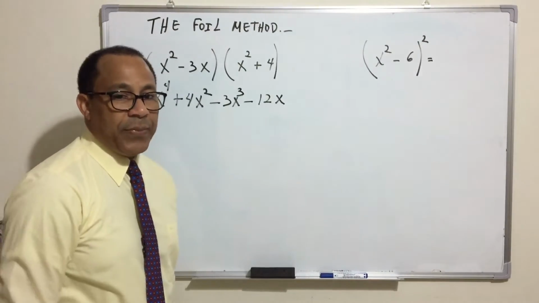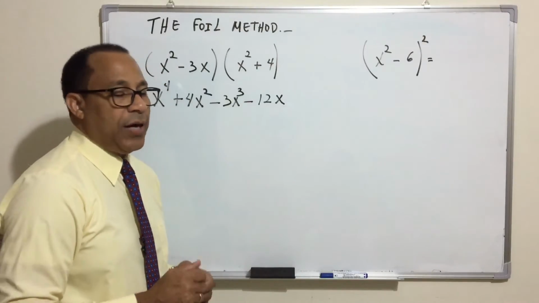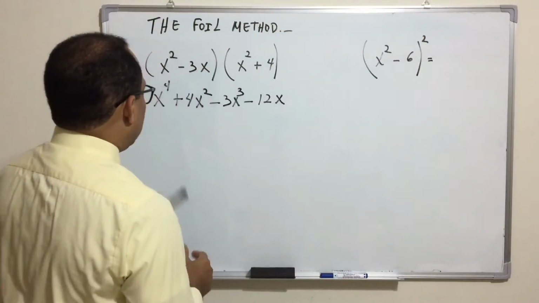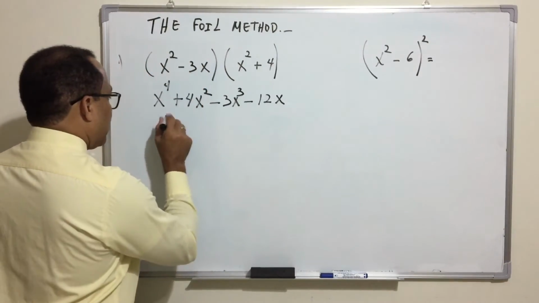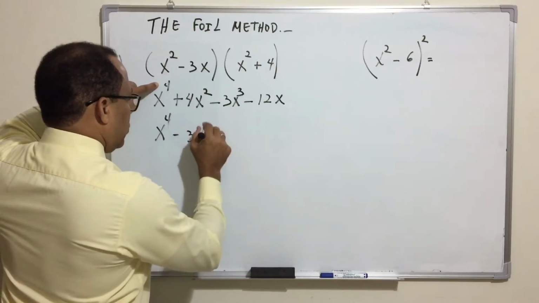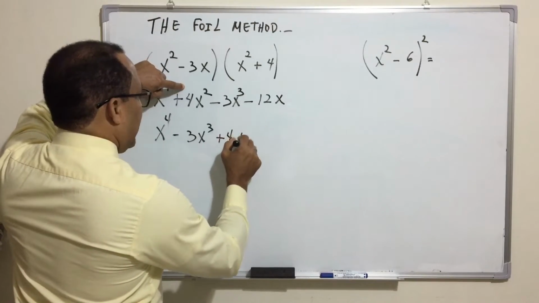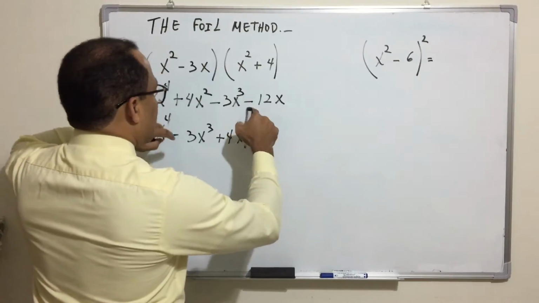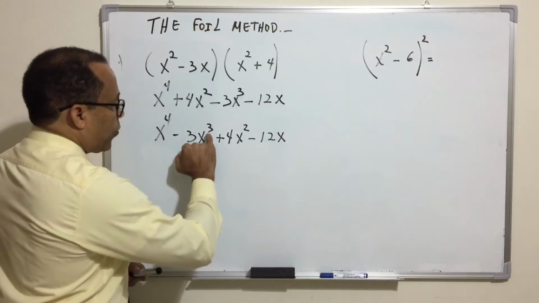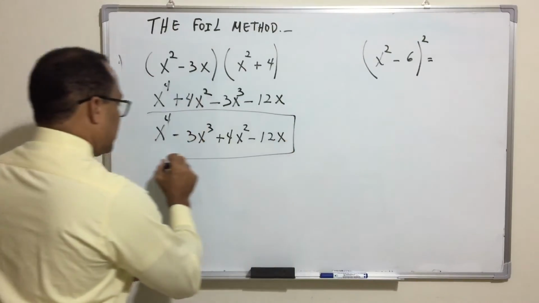When something like this happens, this is the result. But we should put them in order. When I say in order, I mean from the greatest exponent to the lowest one. The greatest exponent is x to the fourth. And then the next one is the negative 3x to the third power. The next one will be plus 4x to the second power. And the last one is negative 12x. In descending order, to the fourth, to the third, to the second, and to the first. And this is the result.